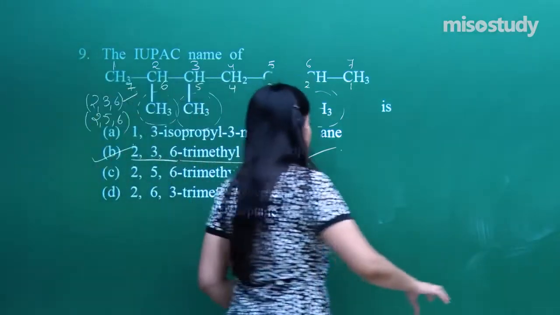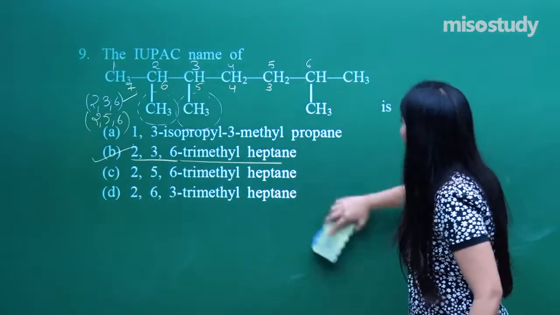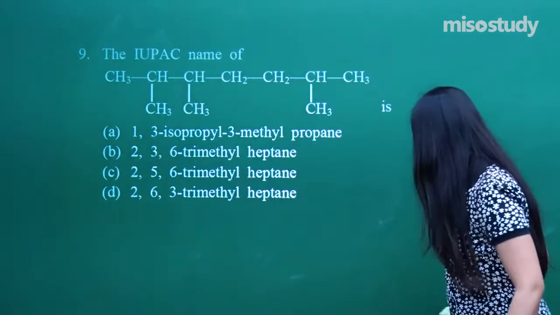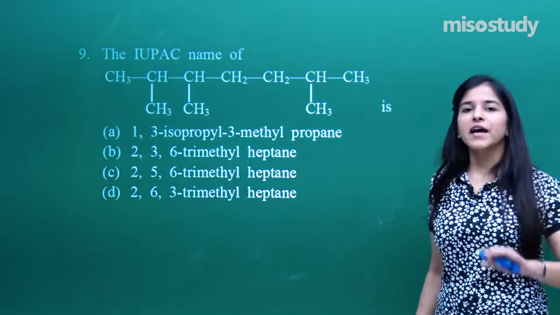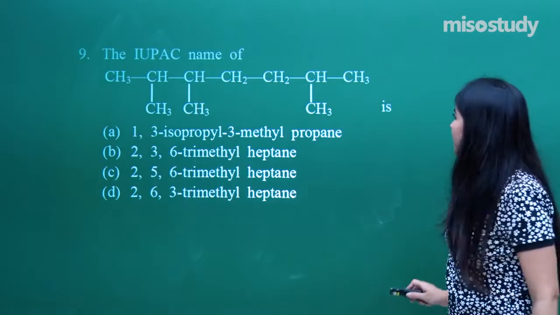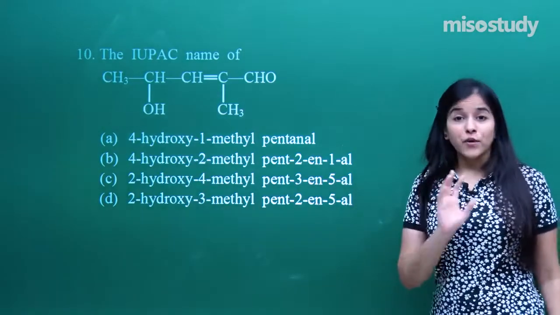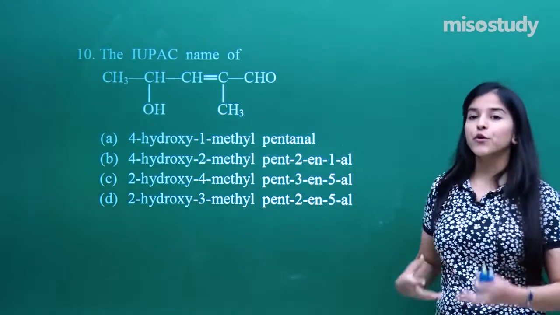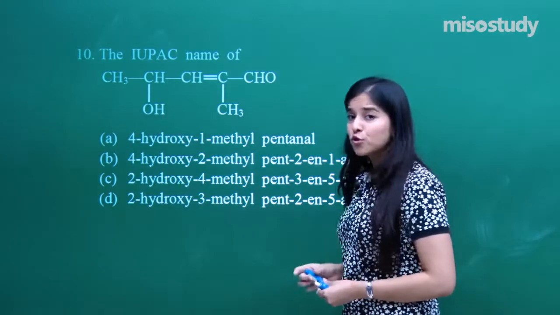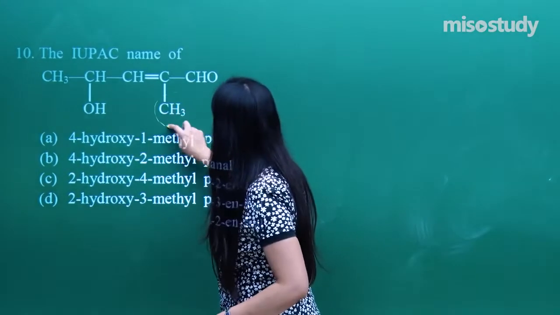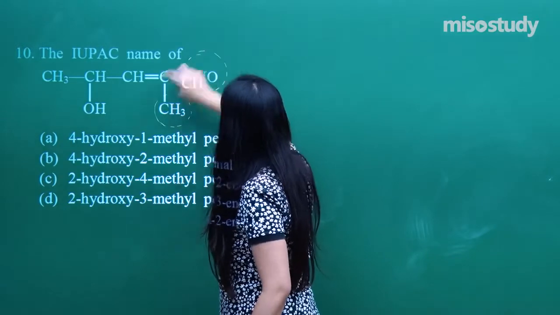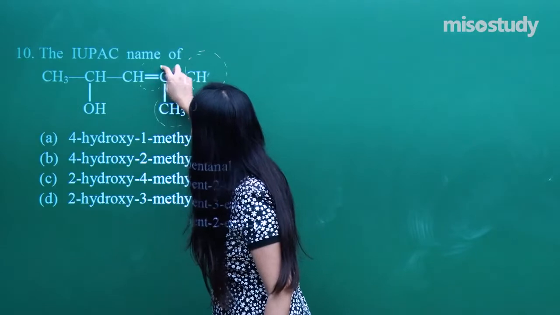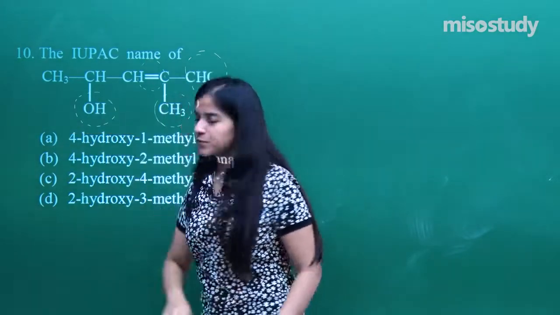Let us just now move to the very last question of this very questionnaire. So I hope you all are enjoying the questions, very interesting. IUPAC has always been an interesting one. So the number 10th question we come up, IUPAC name of this very compound. So what do you observe over here? I have got so many things over here. I have got a substituent, I have got an aldehyde, that means a functional group, I have got a double bond, I have got an OH.